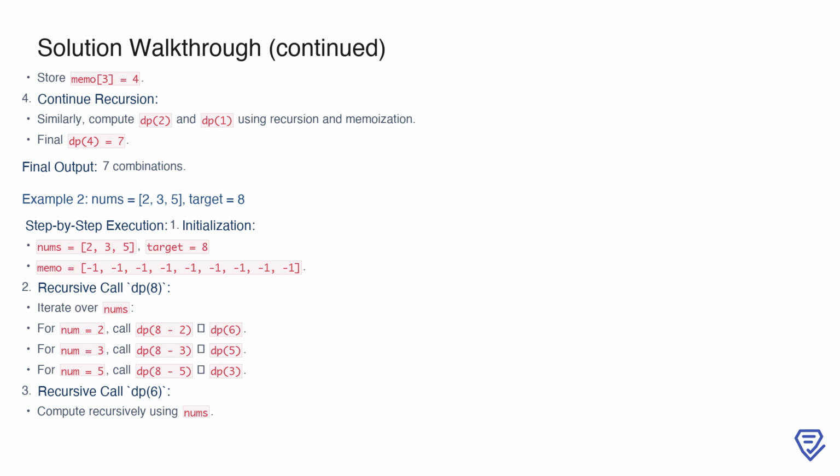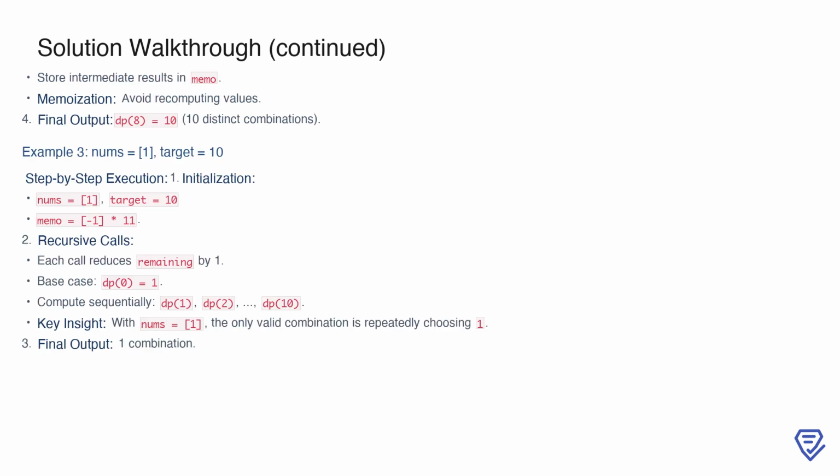Next, for DP 6, we repeat the recursive process using nums to compute the combinations for this subproblem. Throughout this process, we store intermediate results in the memo array to avoid recomputation. This memoization step is crucial for improving efficiency, especially as the problem scales to larger targets or arrays. Ultimately, for DP 8, we sum up all the valid combinations from the recursive calls, and the result is 10 distinct combinations.